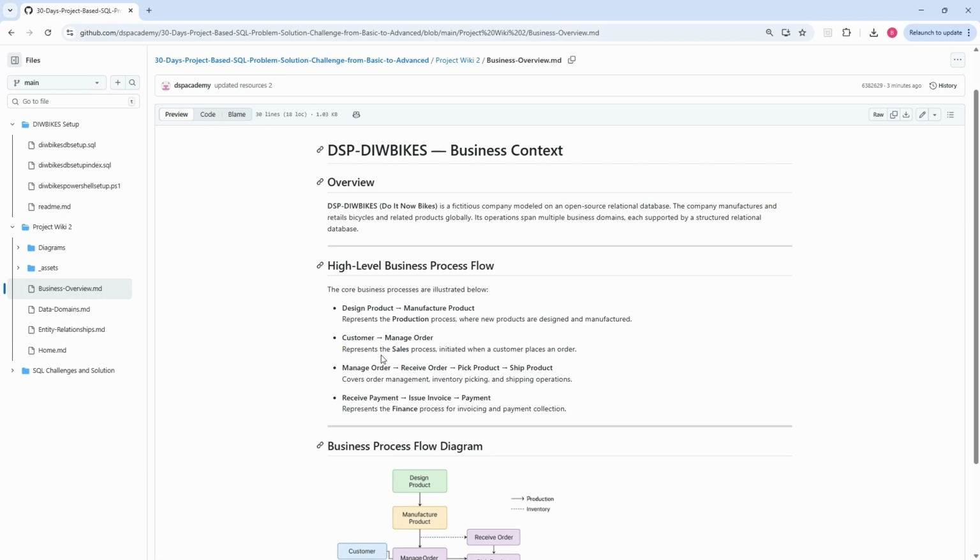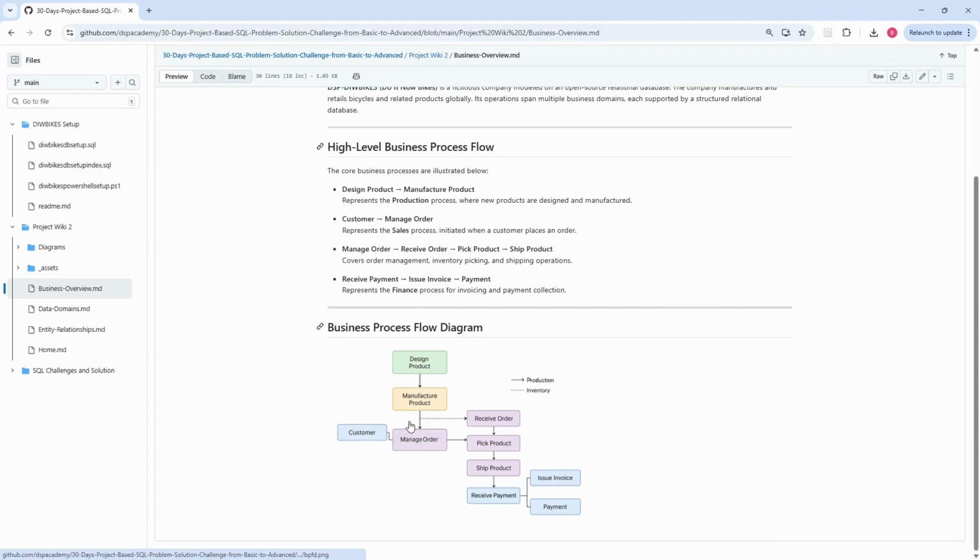Now, this is a fictitious company, and the name of the fictitious company is the DSP Do It Now Bikes, and it's modeled on an open source relational database. The company manufactures and retails bicycles and related products globally, and they have been grouped into multiple domains. I won't go over each of these. Please take time to understand the business, but I'll go over this business process flow diagram.